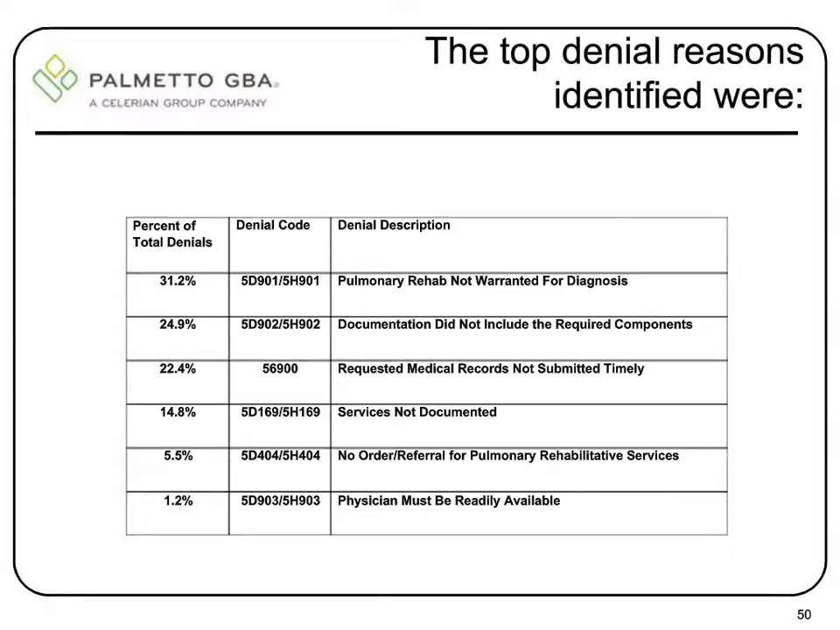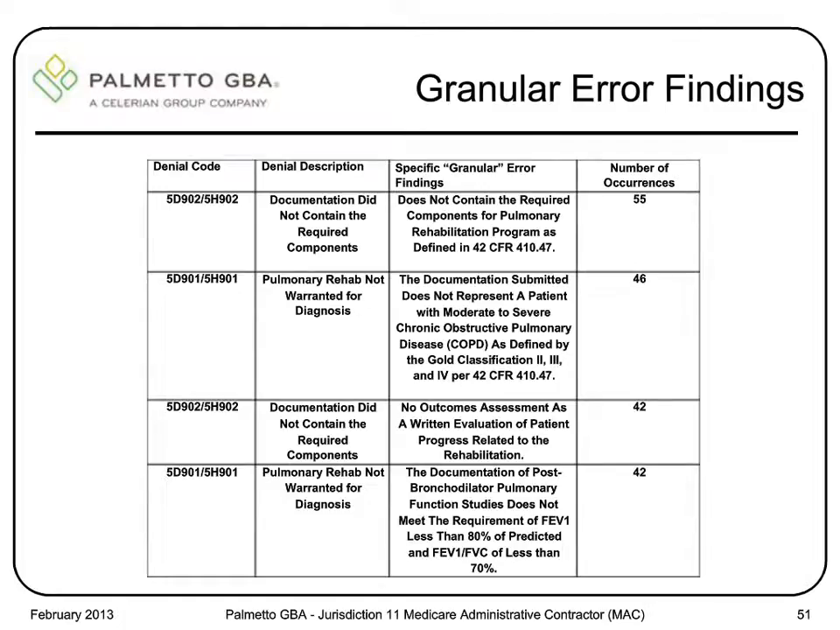This table describes the percentage of the denials by the denial code. And these next 4 slides also go through the granular denial reasons based on the denial code and the number of occurrences per denial code.